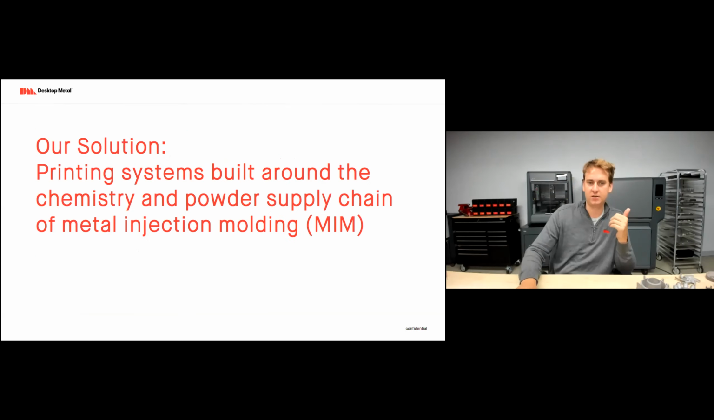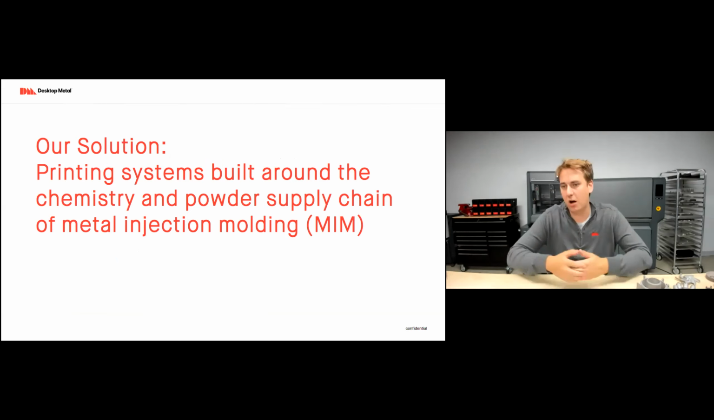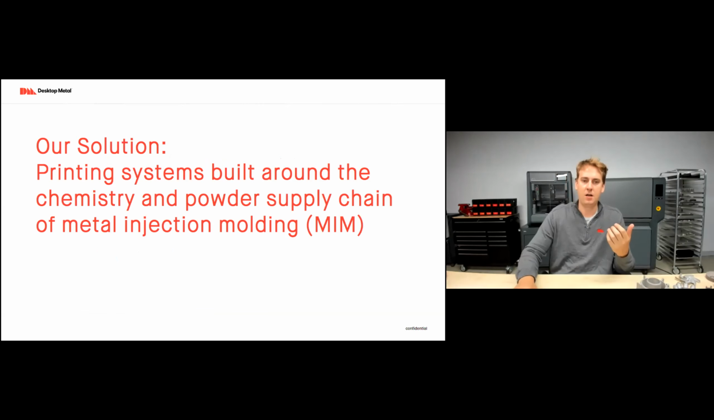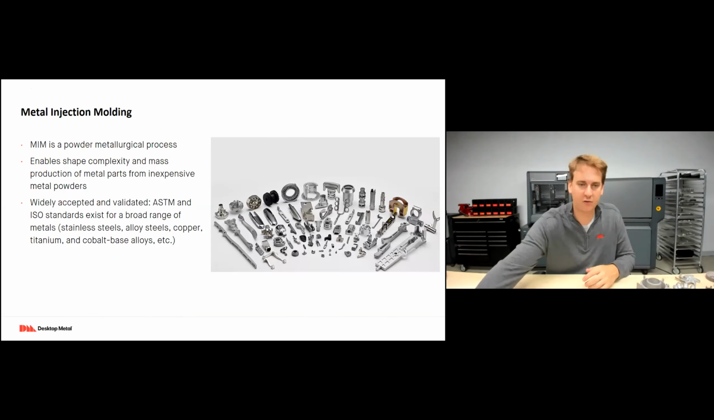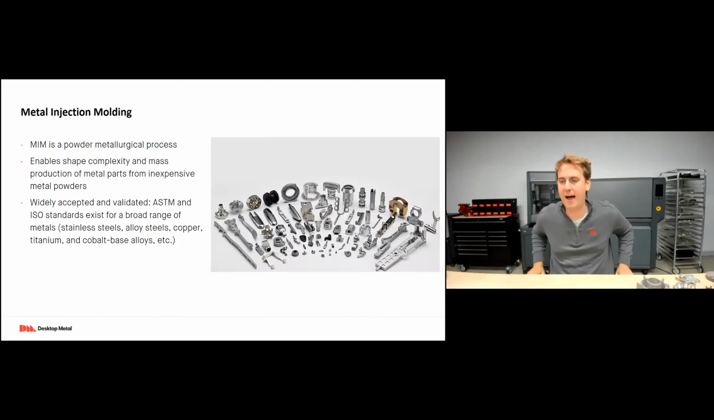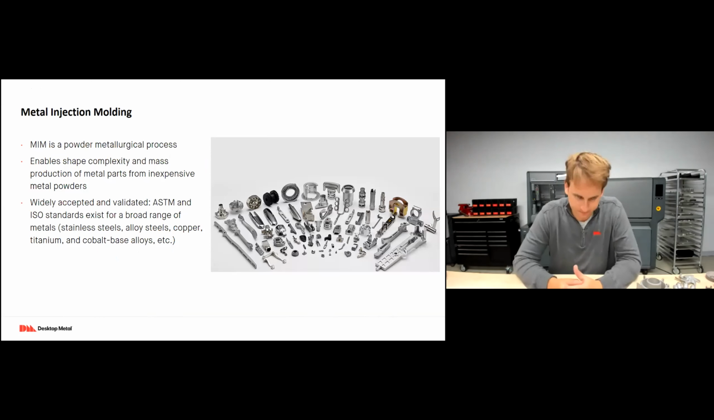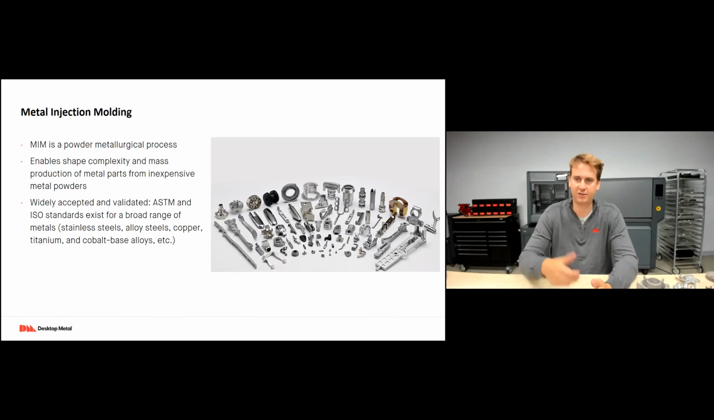The way that Desktop Metal did this was to build our printing systems around the chemistry and supply chain of metal injection molding. I should briefly talk about metal injection molding if you're not familiar with it. Metal injection molding is a powdered metal process. It enables you to create very complex shapes and then mass produce them utilizing inexpensive metal powders. It has widely accepted and validated standards, ASTM and ISO standards. It's used in almost every industry you can think of, from automotive to consumer products to firearm components to aerospace to medical as well. It enables you to create very high detail parts out of these low cost powders.